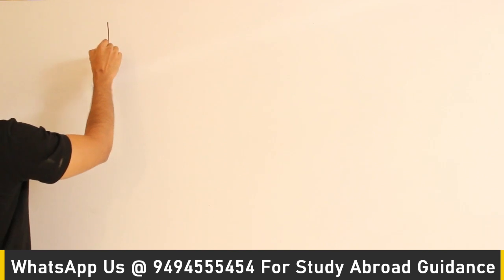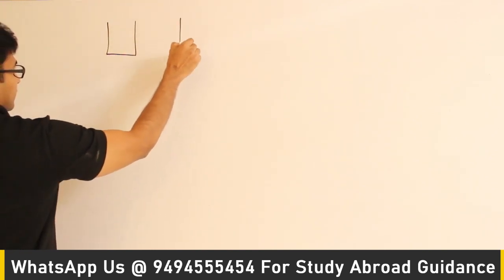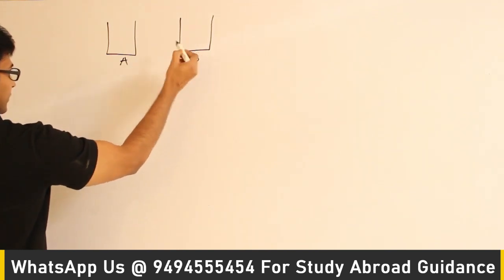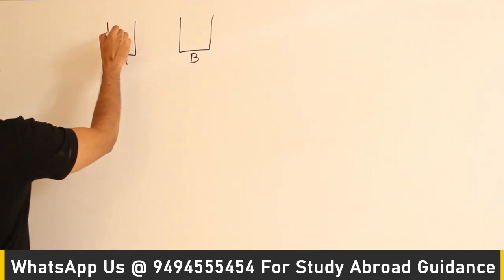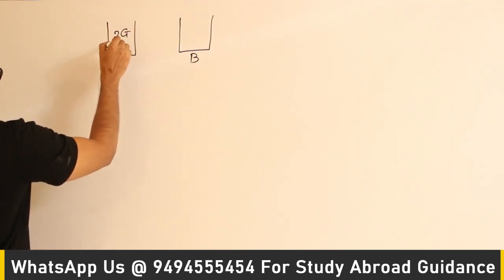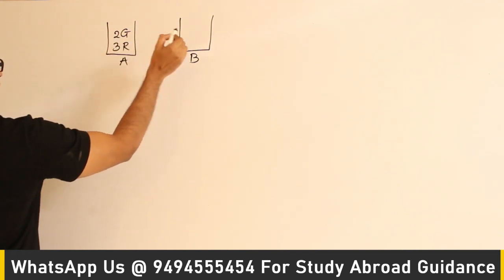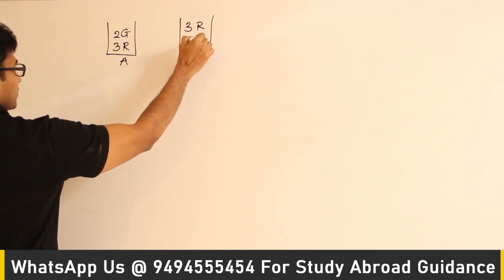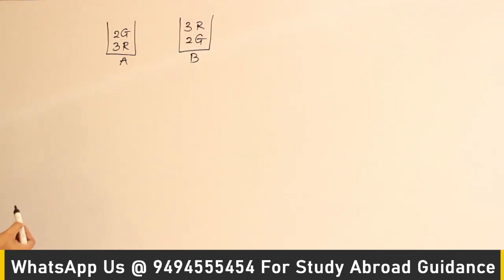Let's see one more example on total probability. Assume that we have two bags, bag A and bag B, and say there are two green balls and three red balls in bag A, and in bag B there are three red balls and two green balls. Okay, and now the experiment is like this.